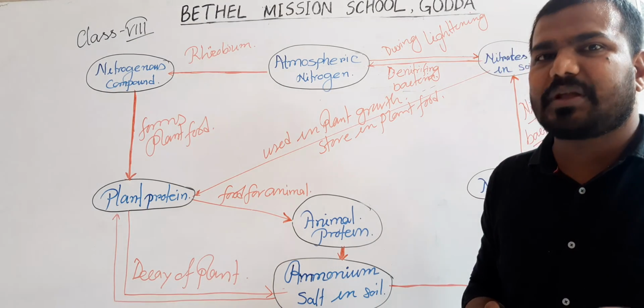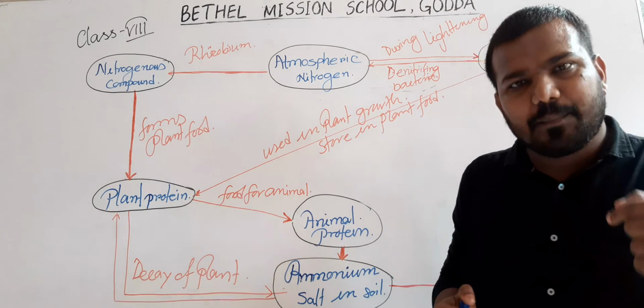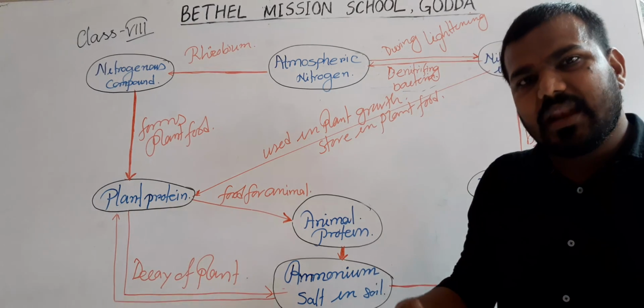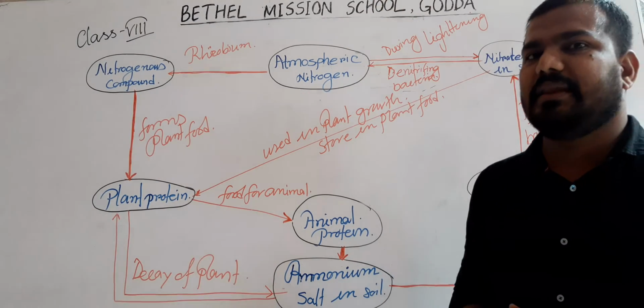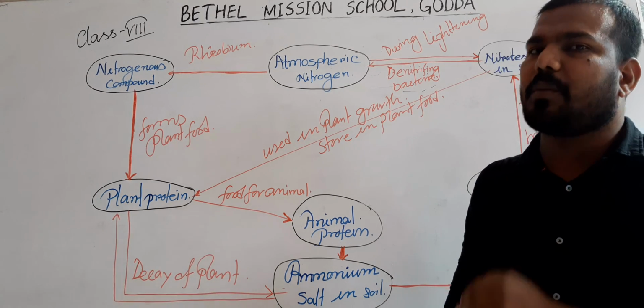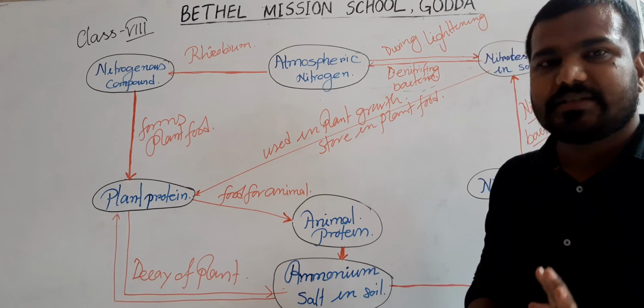This type of rotation of nitrogen from the atmosphere to the soil, from soil to the plant, from plant to the animals, then back into the soil, and from the soil released into the atmosphere, helps to maintain the amount of nitrogen in the air. This is known as the nitrogen cycle.